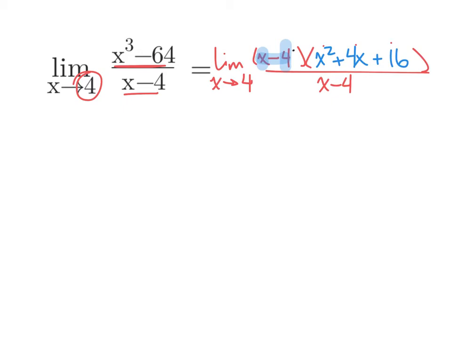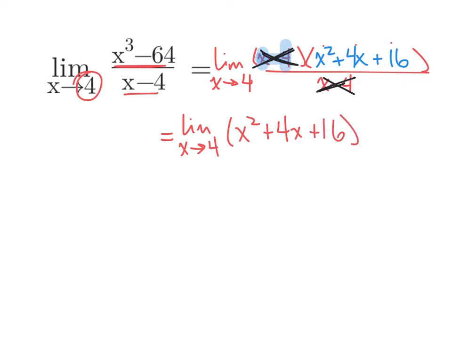Now, of course, we got some canceling that can happen, common factor of x minus 4, and we can rewrite our limit. So we'll have the same value as the limit as x approaches 4 of x squared plus 4x plus 16, a nice polynomial. Now I'm going to evaluate the limit using direct substitution, and we'll have 4 squared plus 4 times 4 plus 16. And that looks like 16 plus 16 plus 16, or 48.